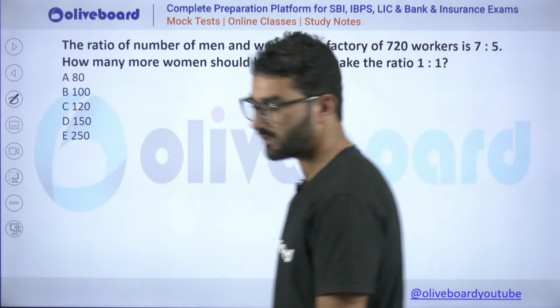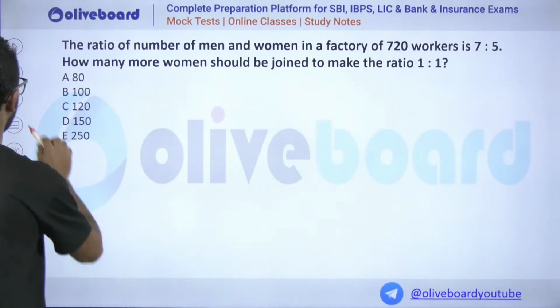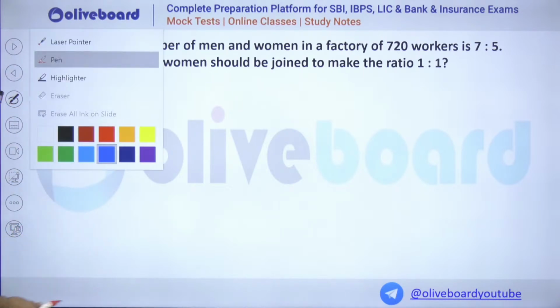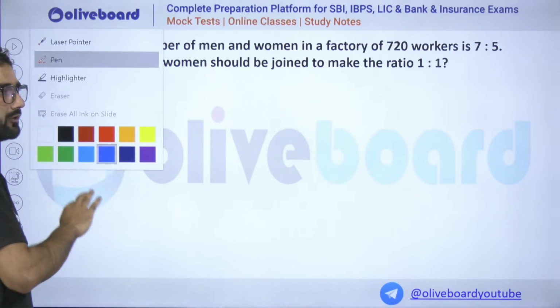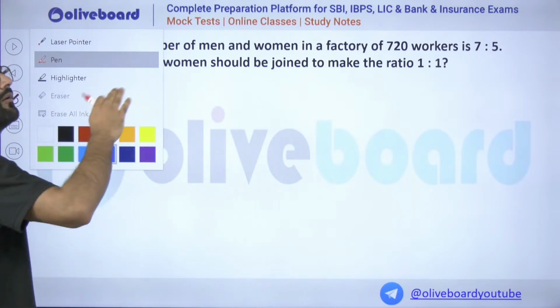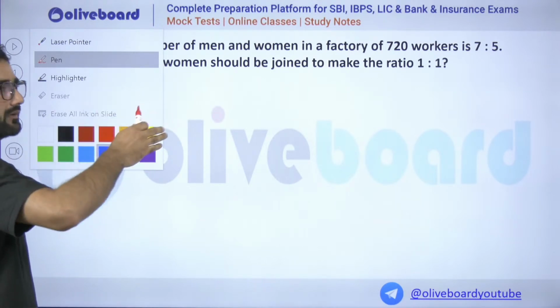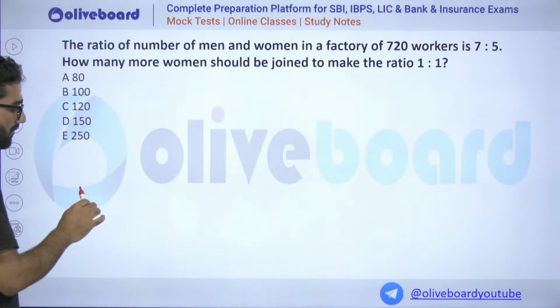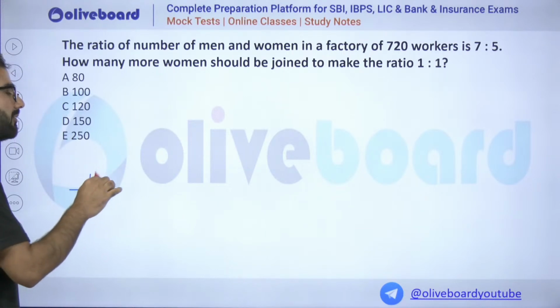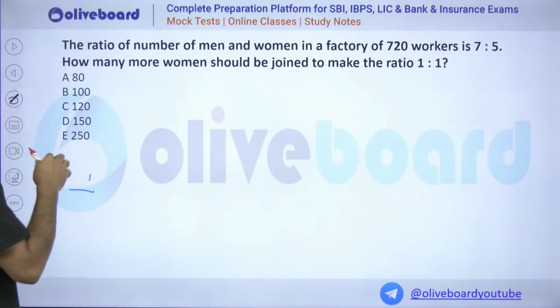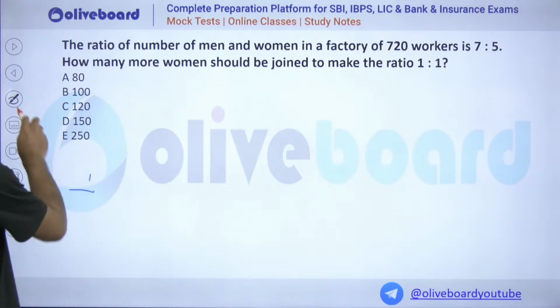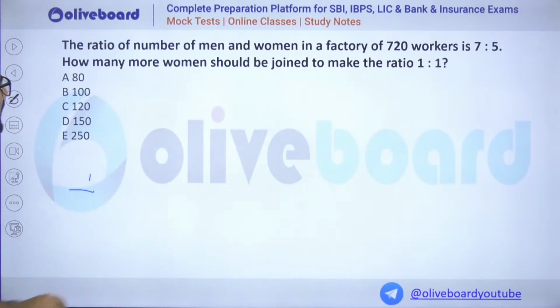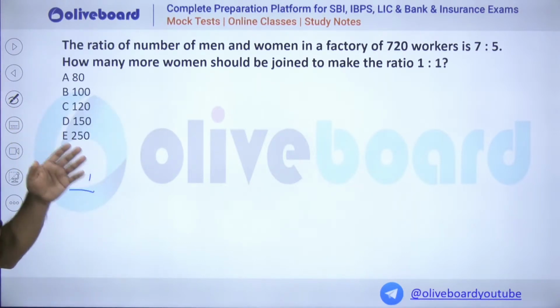Okay. Tomorrow the session will be on ratio, and the level of questions will be higher than that. I will go from moderate to tough. Today we have easy and moderate. Tomorrow it will be moderate and tough. Then the day after that will be super tough. So we are going to follow that strategy for each and every topic.